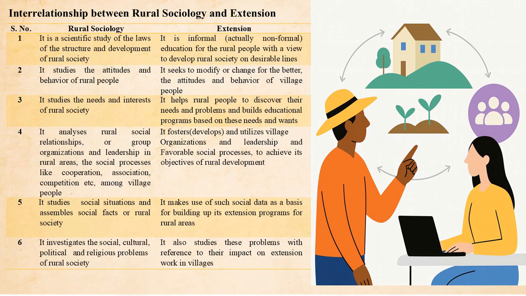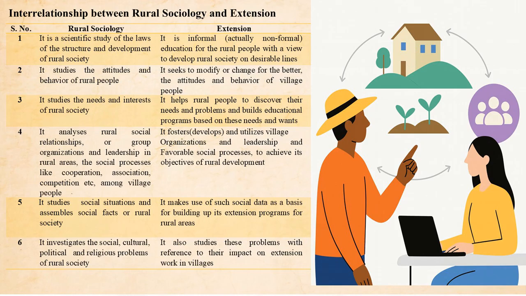1. It is a scientific study of the laws of the structure and development of rural society. It is informal, actually non-formal, education for the rural people with a view to develop rural society on desirable lines. 2. It studies the attitudes and behavior of rural people. It seeks to modify or change for the better the attitudes and behavior of village people. 3. It studies the needs and interests of rural society. It helps rural people to discover their needs and problems and builds educational programs based on these needs and wants.